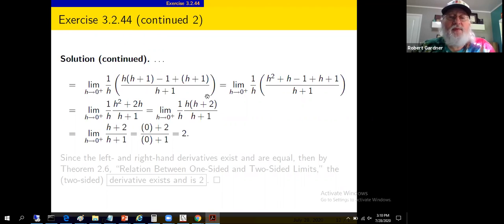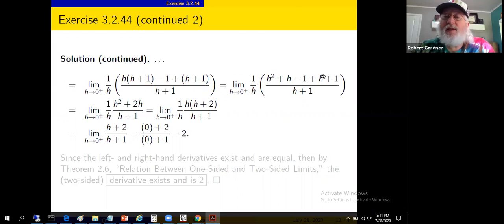This is what we had on the previous slide. Let's clean it up. What are we doing? We're trying to factor, aren't we? h times h plus 1 gives us h squared plus h. When I distribute, the minus 1 is here. h plus 1 is here. Hey, the 1 and the negative 1 cancel.